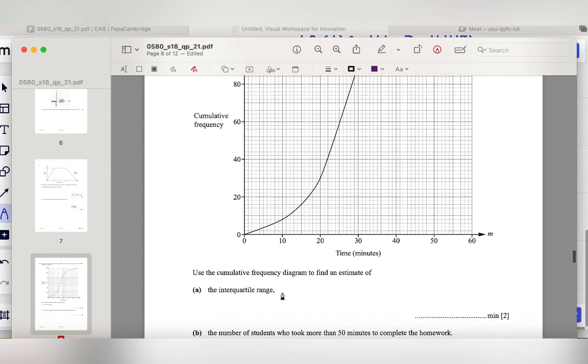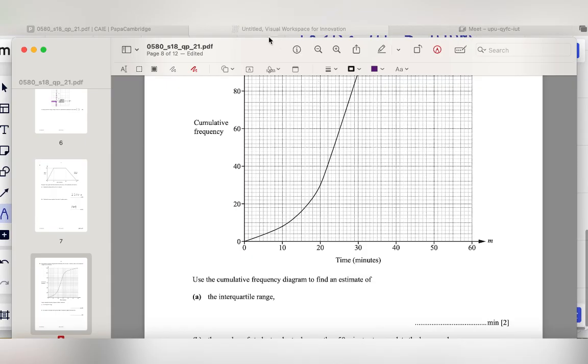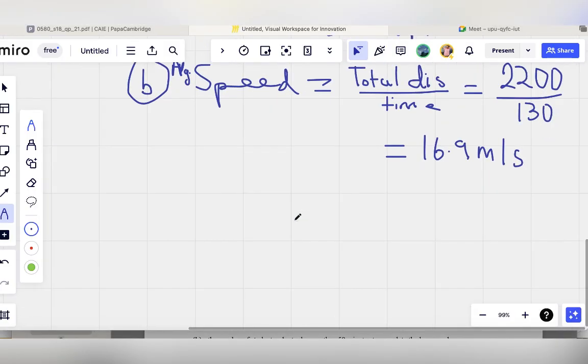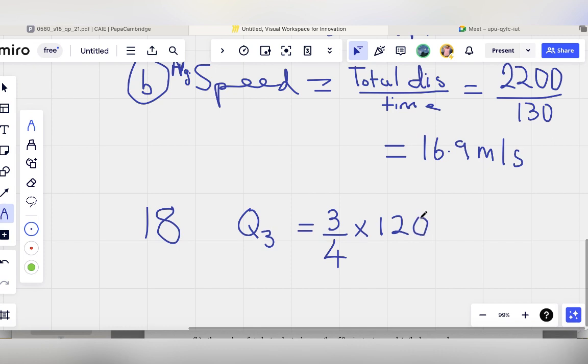So let's first of all calculate the upper quartile. We'll go to our board. Question 18: in order to find the interquartile range, you have to find the upper quartile. The upper quartile is called Q3. Upper quartile Q3 is equal to 3 over 4 multiplied by the total cumulative frequency. Our total cumulative frequency is 120. So we say 3 over 4 times 120.